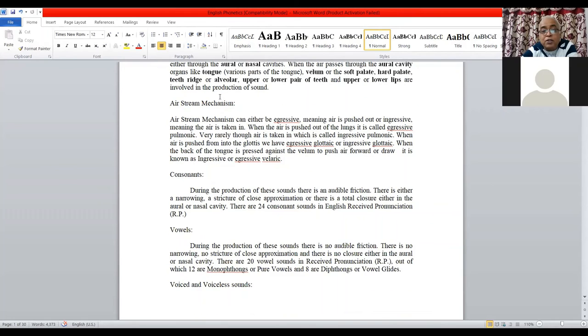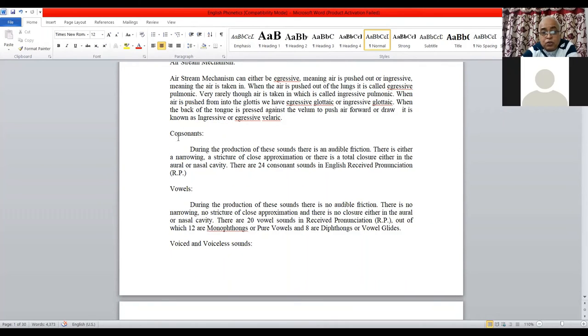You may be asked to define certain terms. So, what is a consonant? What is a vowel? Consonants are, during the production of these sounds, there is an audible friction. There is either a narrowing, a stricture of close approximation, or there is a total closure, either in the oral or the nasal cavity.